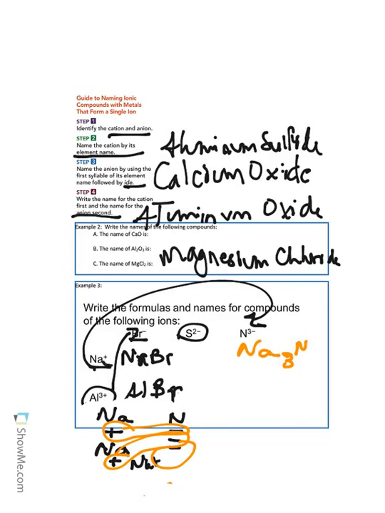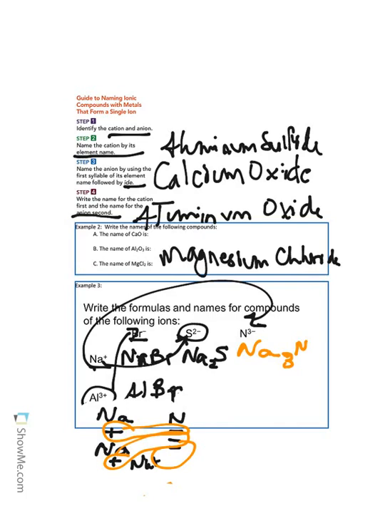How about sodium and sulfur? Right? Anybody want to guess? We have a +1 and a -2. Right? So to make this balance, we would need 2 pluses to balance our 2 minuses. So our formula is Na2S, sodium sulfide.